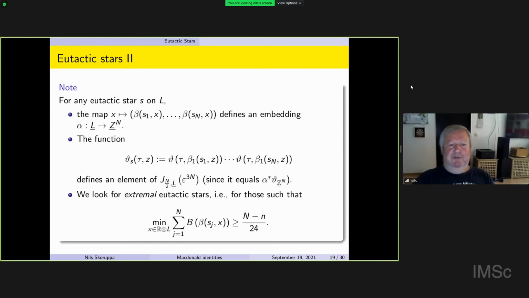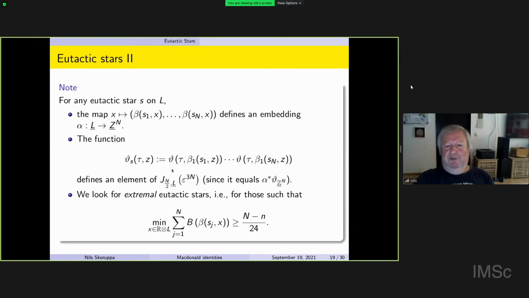So if we have a eutactic star, then we can again consider this function, and that is of course nothing else but the pullbacks that are always considered, so that these elements of the family of the eutactic star Sj, I put them here. The beta 1 is nonsense, the 1 has to go, so this is beta 1 of z, beta n of z. Okay, so that's this pullback function.